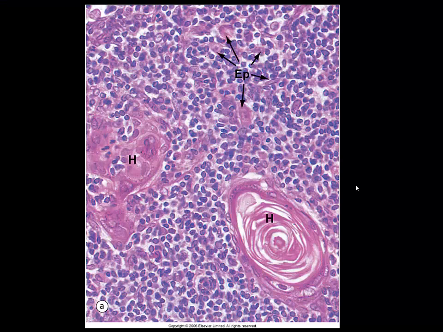So here we can see a lot of our thymocytes. You can see the epithelial reticular cells, and then all of a sudden you see this whorl type structure. It almost looks like an onion, all these concentric rings. And this is a very classic Hassall's corpuscle. And once you see these, then you know absolutely you are looking at a section of thymus.